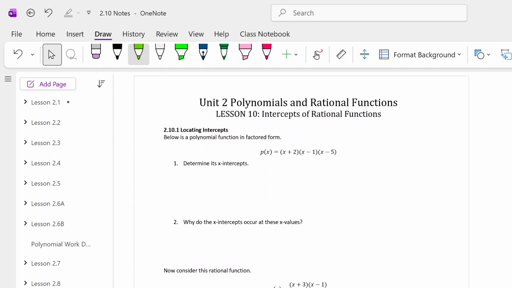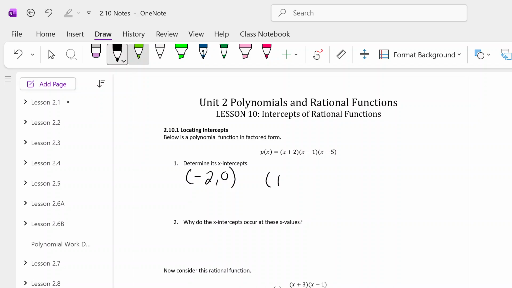So here we have a polynomial in factored form. P of x is equal to x plus 2 times x minus 1 times x minus 5. And we just want to identify x-intercepts. Reminder that x-intercepts is the same as solutions, roots, or zeros, and we are looking for the x value that makes the answer equal 0, since every x-intercept is always the x-coordinate, comma, the answer being 0.